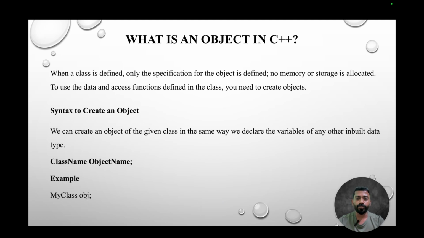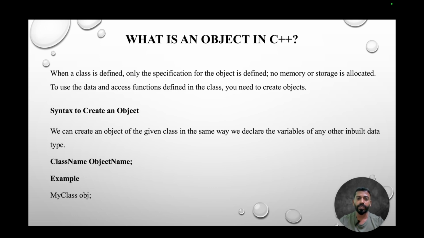And what is the object? While you are defining the class, all the variables and all the methods are defined, but still no memory is allotted. Whenever we create the object, only then is the instance of the given class created. Whenever we create the object, memory is allotted for the methods as well as the members used in the given class.